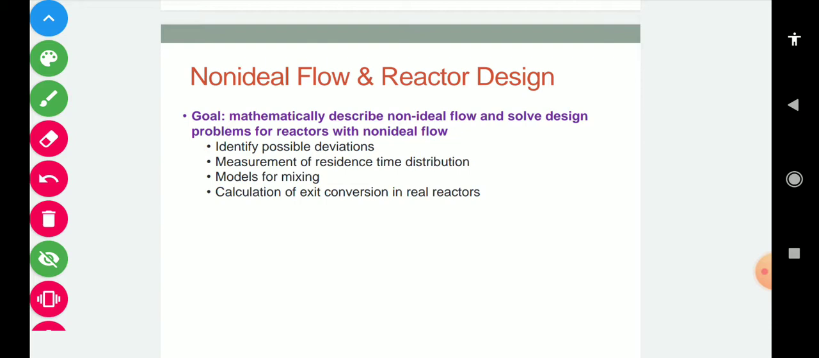Third, after calculating the residence time distribution, there are several models which can be used to find out the level of mixing, and ultimately you have to calculate the exit conversion in a real reactor. In the previous classes, you calculated conversion for an ideal PFR or CSTR, but here with the help of these models you can calculate the conversion achieved by a real reactor.